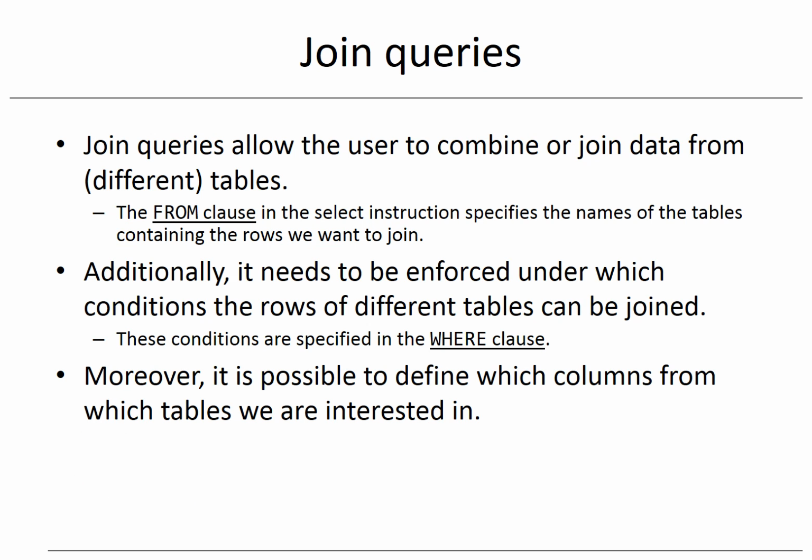Until now, we only discussed simple SQL queries where data was retrieved from only one table. Join queries allow the user to combine or join data from different tables. The from clause then specifies the names of the tables containing the rows we want to join. Additionally, it needs to be stated under which conditions the rows of different tables can be joined. These conditions are included in the where clause. Moreover, as with simple queries, it is possible to specify which columns from which tables should be reported in the end result.